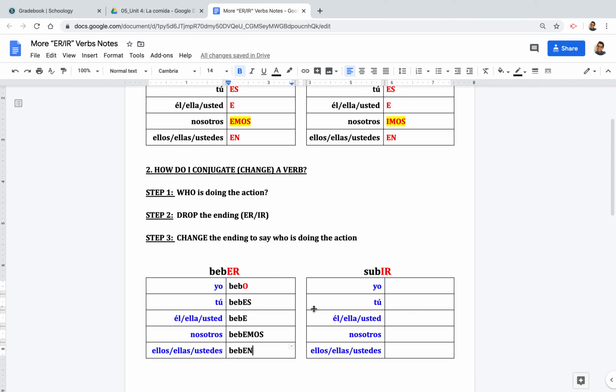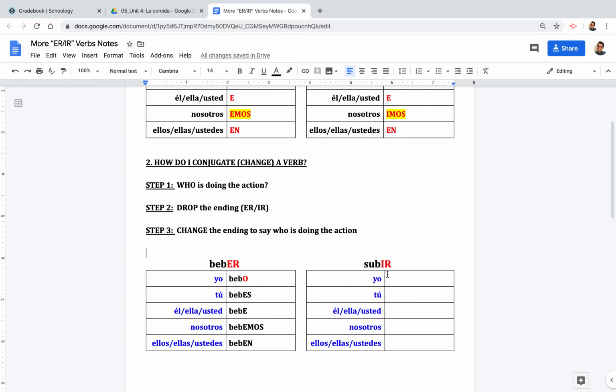Now, for our second example, we have the verb subir. Subir is an IR verb because it ends in IR. And subir in English means to climb up or to go up. And I'm going to go through the same process for all the persons. We're going to start with nosotros. So I already know step 1, who is doing the action? Nosotros is doing the action. We. Step 2, I'm going to drop the IR, drop my ending, and I'm left with sub.